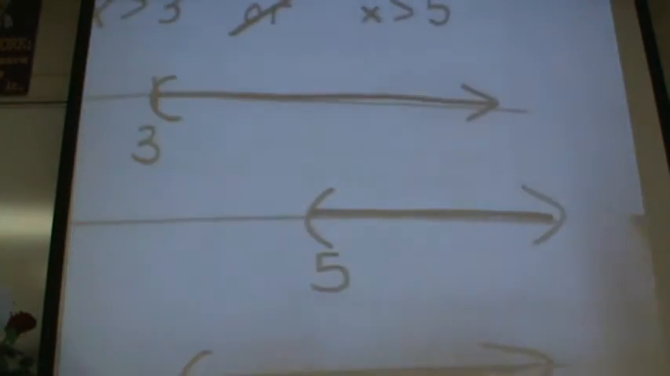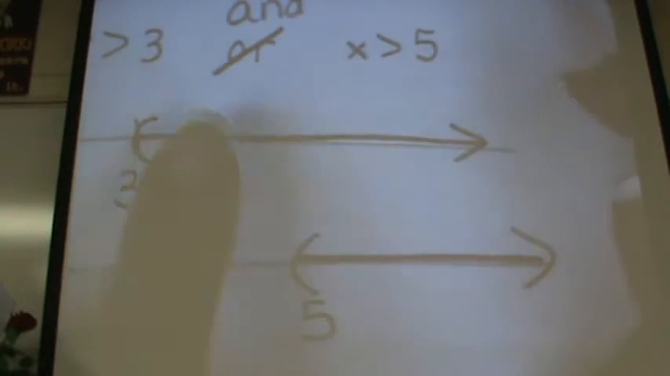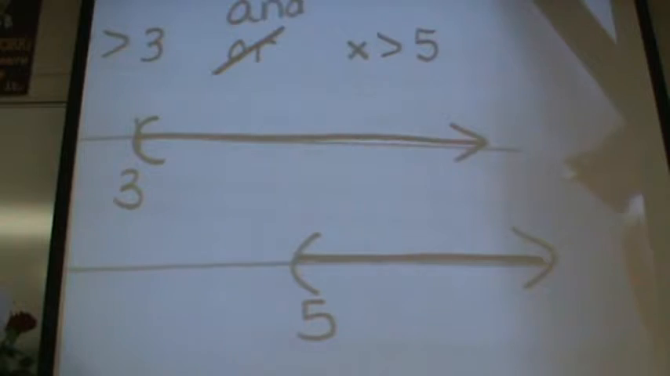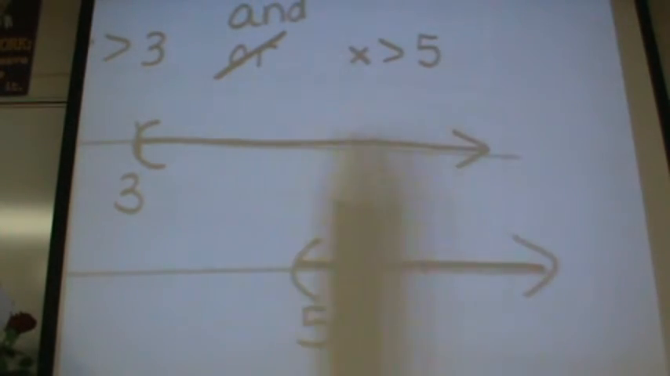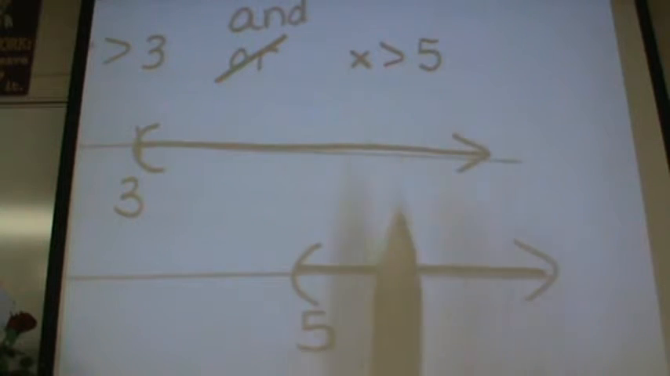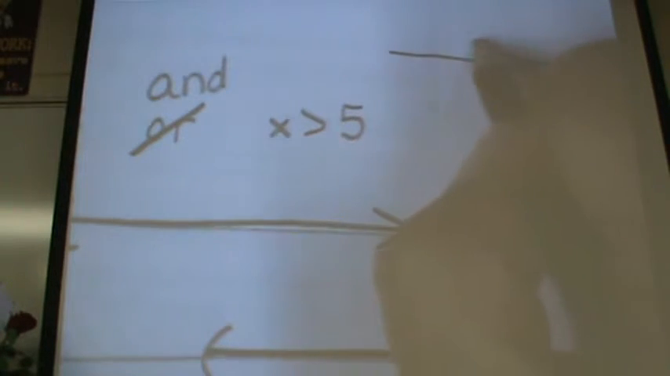What if I change this to an "and"? What would be the solution? Where are these two overlapping? Not from 3, but from 5 and up. An "and" now means what region are they both shaded, and that would be from here out. So if it were an "and", you would have a 5 like that.